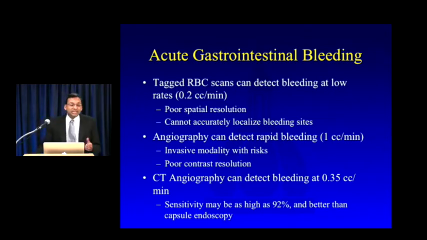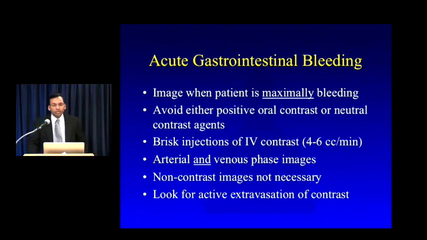Now, I would argue that CT angiography is probably now the best modality we have for detecting bleeding, particularly in the small bowel. Pretty sensitive, certainly much more sensitive than angio, and not that much less sensitive than a tagged RBC scan at about 0.35 cc's per minute. And its sensitivity may be as high as 92%. Now, optimally, if you want to catch patients with active extravasation of contrast, you'd like to image them when they're maximally bleeding. Protocols are key here. These are not patients who get the standard enterography protocol.